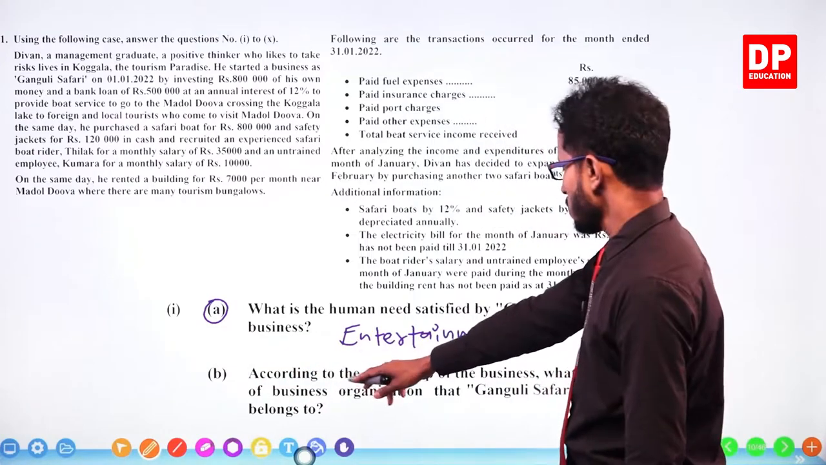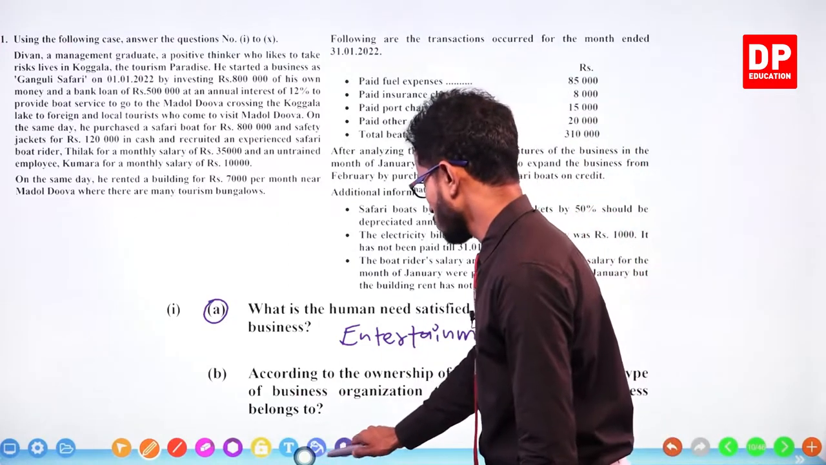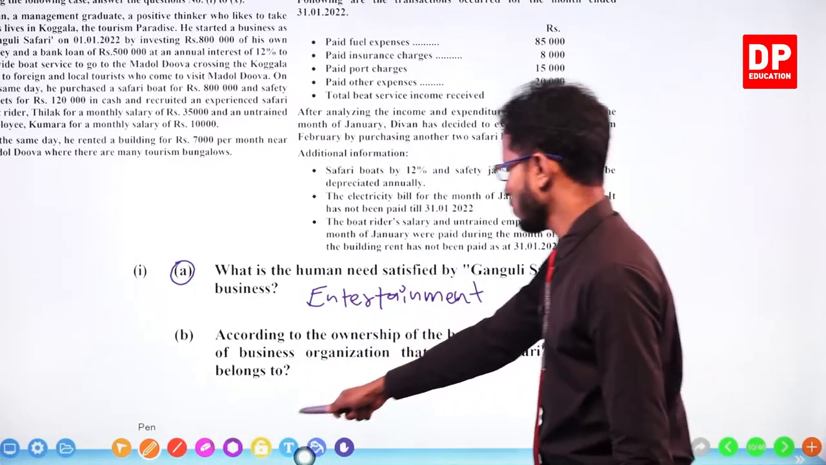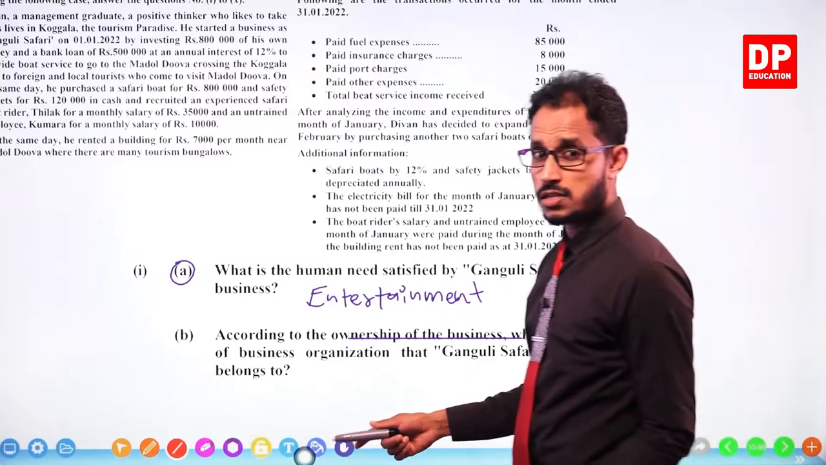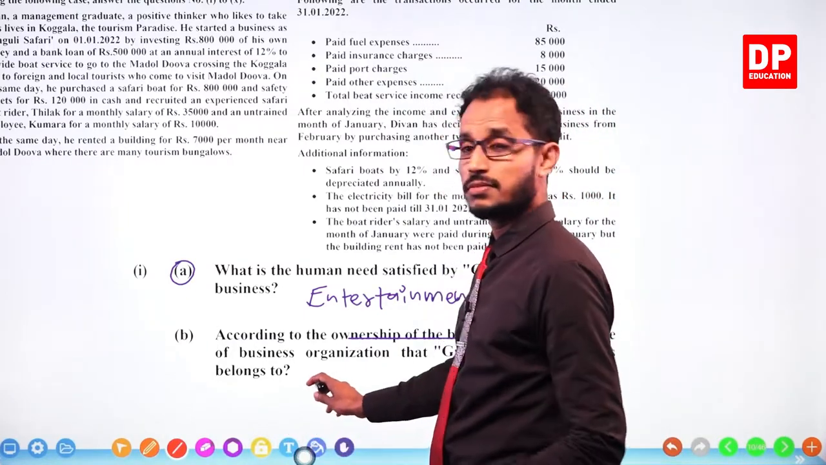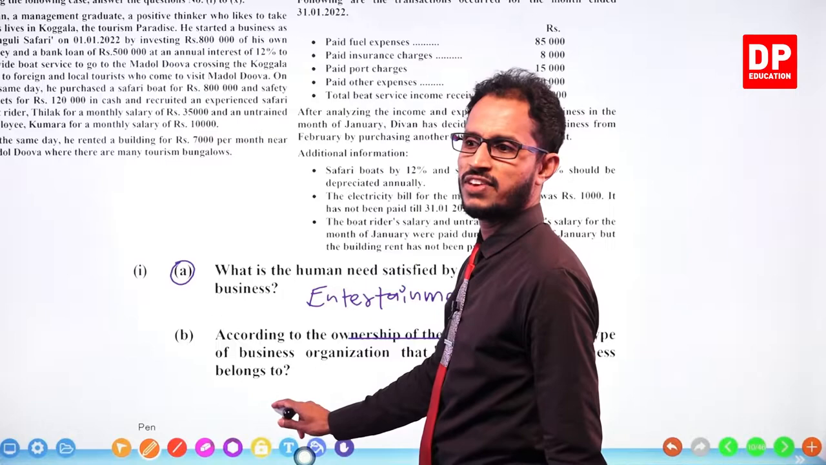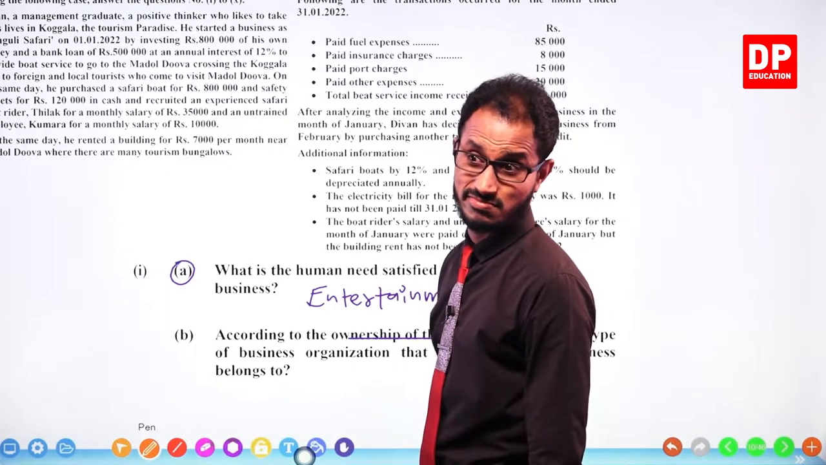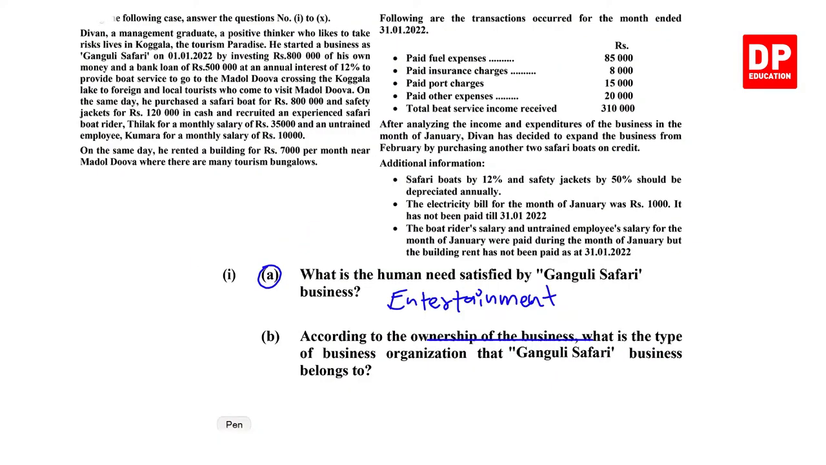Second, B part. According to the ownership of the business, what is the type of business organization Ganguly Safari belongs to? According to the type of ownership, is it a private limited company? Is it a sole proprietorship business? Why are you making faces? Of course, it's a sole proprietorship business.